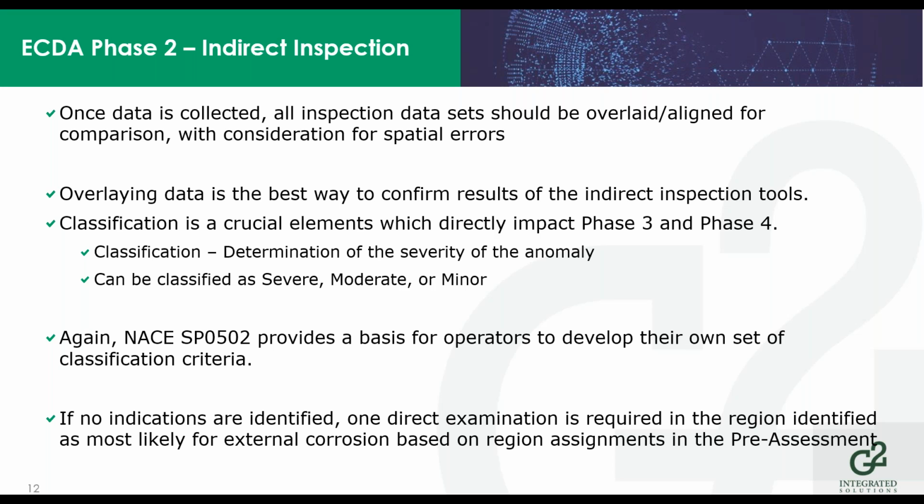One of the other actions you're going to do is classify your data. You're going to classify it based on the severity of the anomaly. So you should have a set of classification criteria in your procedures to determine how bad the indication or the anomaly is. SP0502 defines them as severe, moderate, or minor. And then as an operator, you define what you consider to be severe, moderate, or minor. And SP0502 provides some justification for that as well.